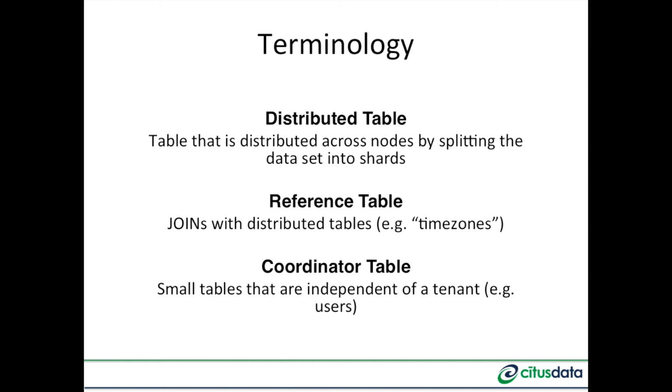An example of this could be time zones. Another example might be currencies. Basically anything that doesn't change often and that you need to reference in your queries. A third type is a coordinator table or local table, which are small tables that are independent of a tenant. One example is if you're sharding by company ID, often the users table might be independent of companies if users can log into multiple companies. And so you can have the users table be on the coordinator node, which is the one you connect to, and have everything else be distributed. This really depends on your use case, and we'd be happy to work with you on this, helping you understand where your data fits in this model.